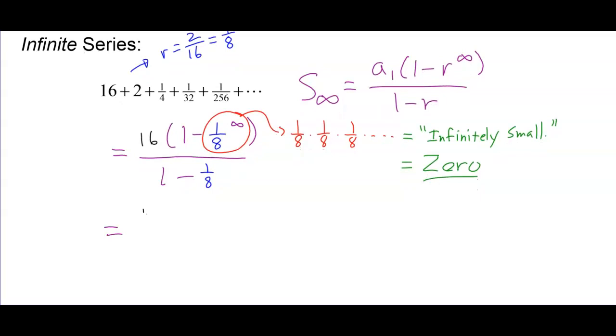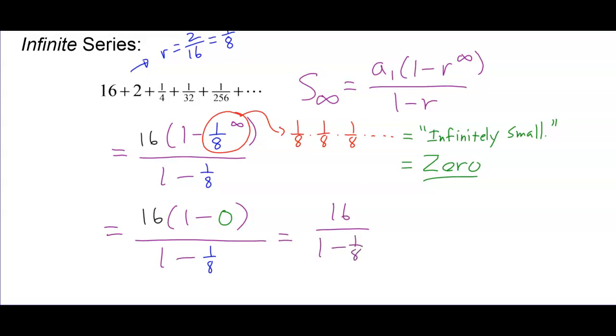So this whole formula actually becomes simpler. You would have 16 times 1 minus 0 over 1 minus 1/8. Well, wait a sec. 1 minus 0, that's just 1. So this is really just 16 over 1 minus 1/8. So that's 16 over 7/8. So that's 16 times 8 over 7. And let's see, what's 16 times 8? 80 and 48, so 128 over 7. There we go.